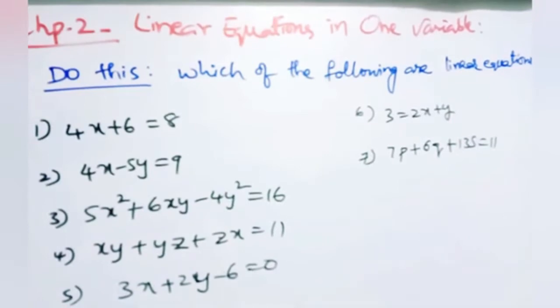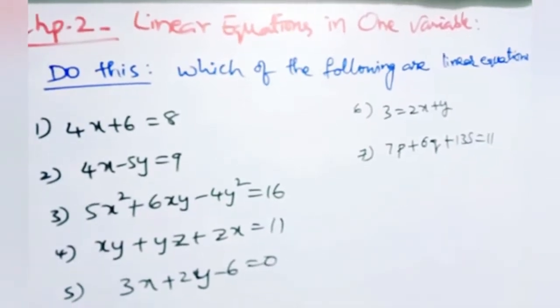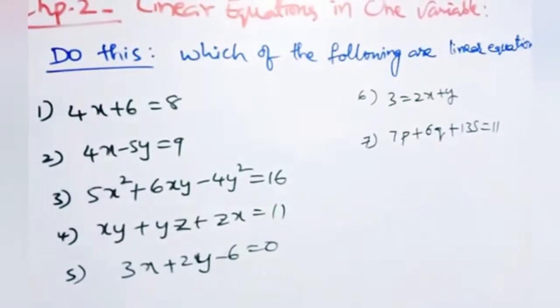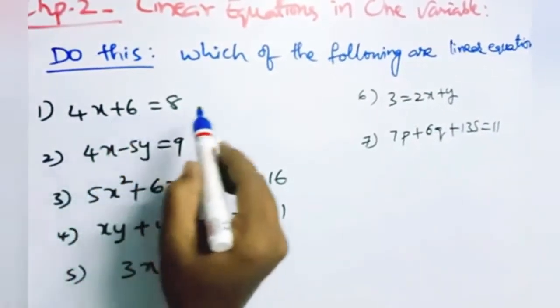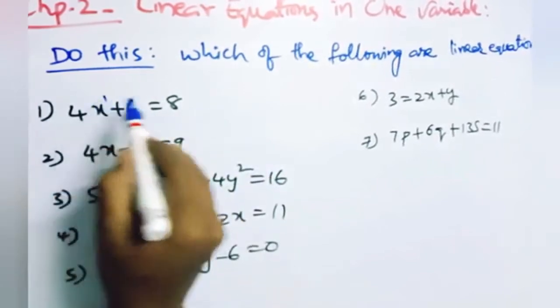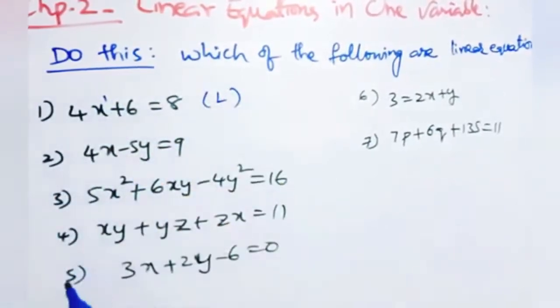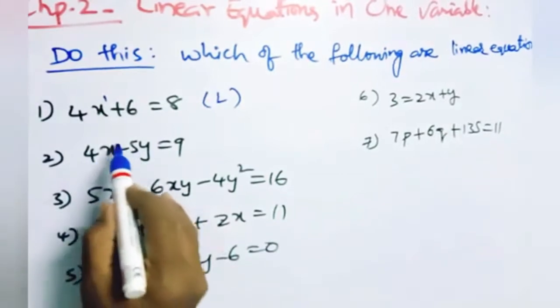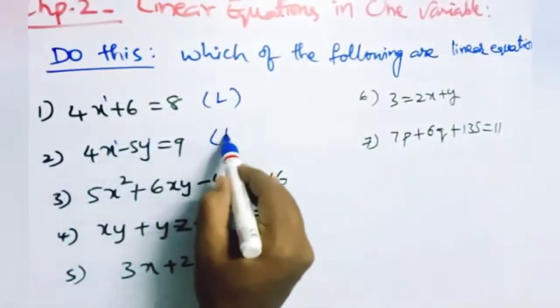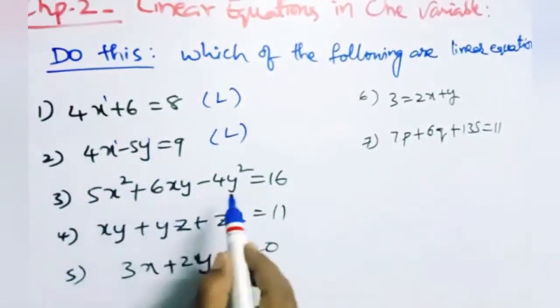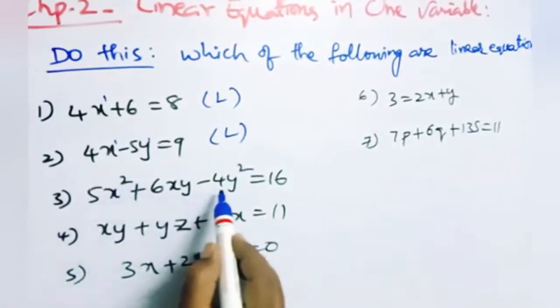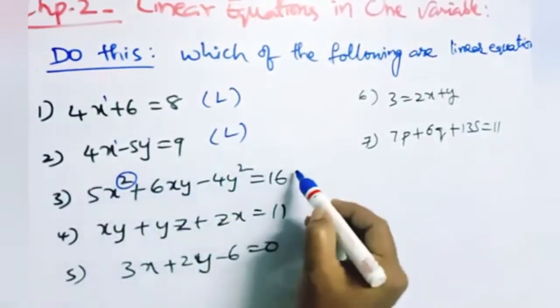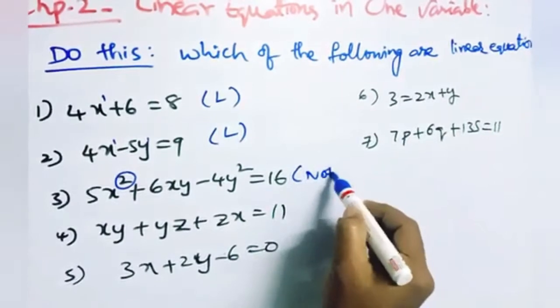Next, in the table, we can see some examples of linear equations. In the first example, in the first column, they gave 4x plus 6 is equal to 8. The degree is 1, so it is a linear equation. The second, 4x minus 5. The degree is 1 only, so it is also a linear equation. In the third question, they gave 5x square plus 6x square. Power 2 is there, so it is not a linear equation.